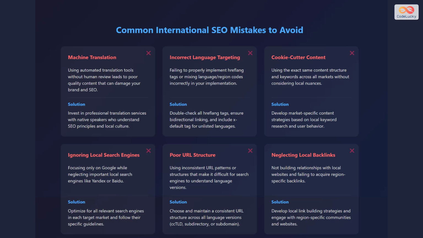Ignoring local search engines, focusing only on Google, while neglecting other search engines like Yandex or Baidu. Optimize for all relevant search engines in each target market, and follow their specific guidelines. Poor URL structure, using inconsistent URL patterns or structures that make it difficult for search engines to understand language versions. Choose and maintain a consistent URL structure across all language versions, whether it's ccTLD, subdirectory, or subdomain.